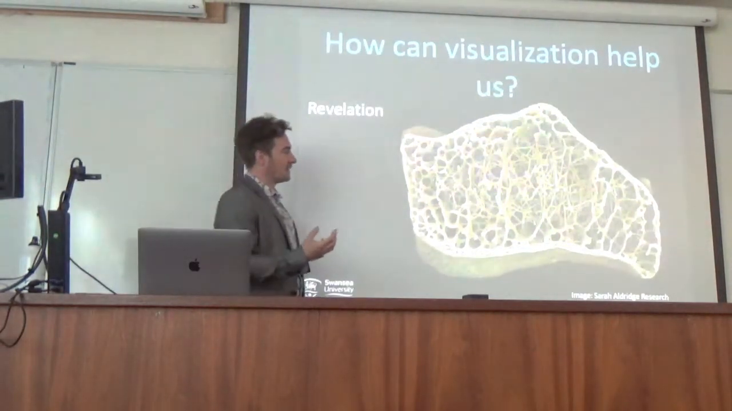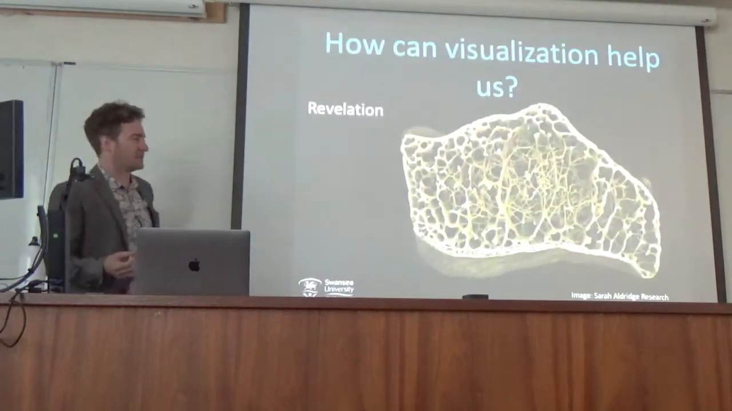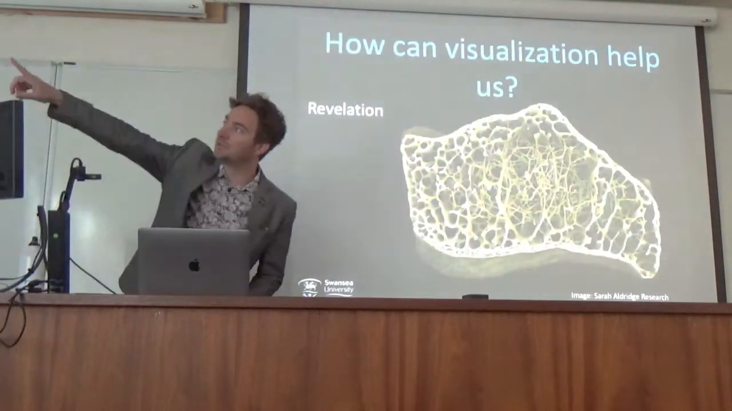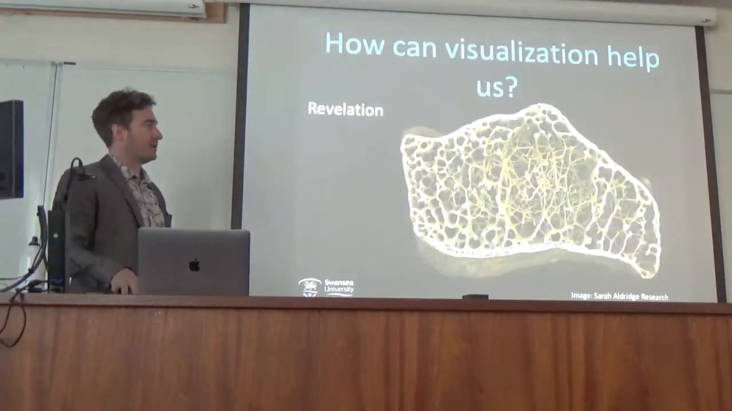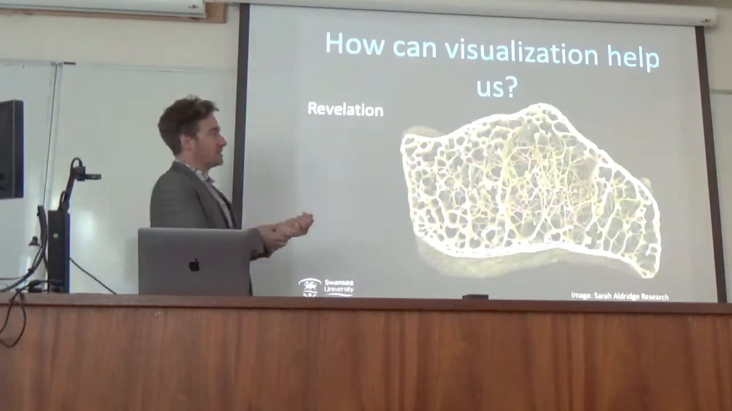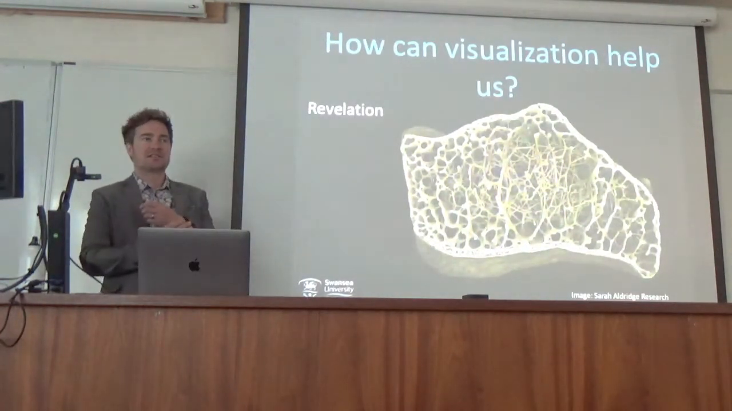So this was an image by Sarah Aldridge. She submitted it to Researchers Art, which is a competition I run, and some of the winners from previous years are on the building outside. But this is a brilliant image of bone. So this is wrist bone. This is what your wrist bone will look like internally. And you've seen that, right?